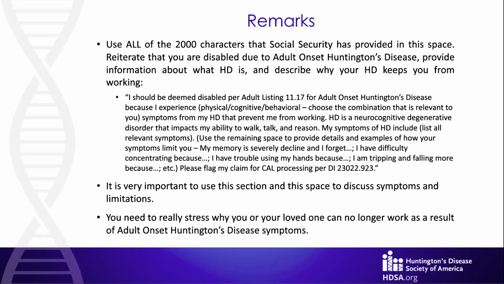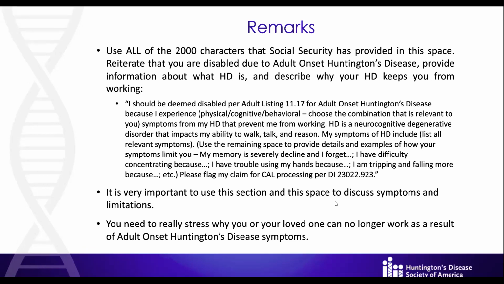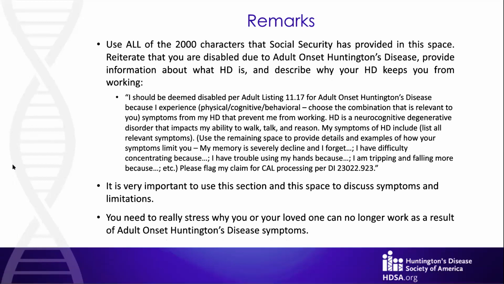So I recommend to everyone to use that phrase in their initial application and all of their appeals, whenever communicating with Social Security. You also want to provide information about what HD is and describe why your HD keeps you from working. I've included a good sample. I should be deemed disabled per adult listing 11.17 for adult onset Huntington's disease because I experience, and then include your physical, cognitive, and behavioral symptoms and limitations that are relevant to you. And these symptoms from my HD prevent me from working.